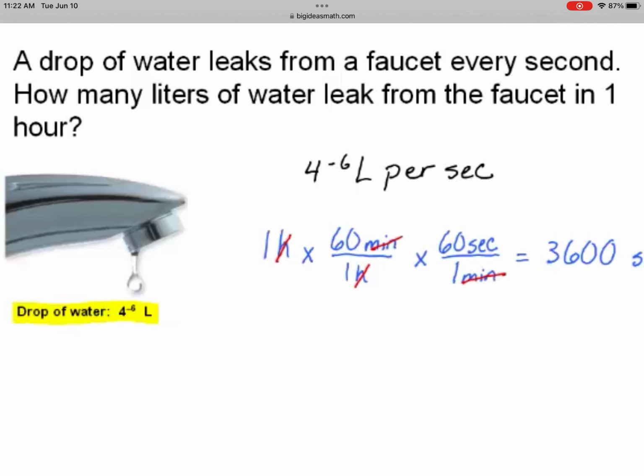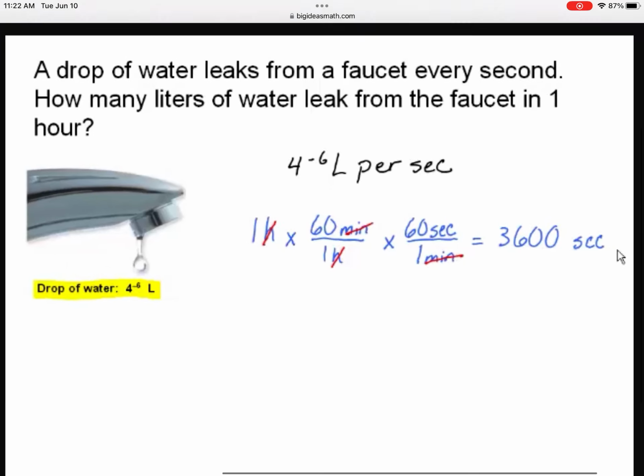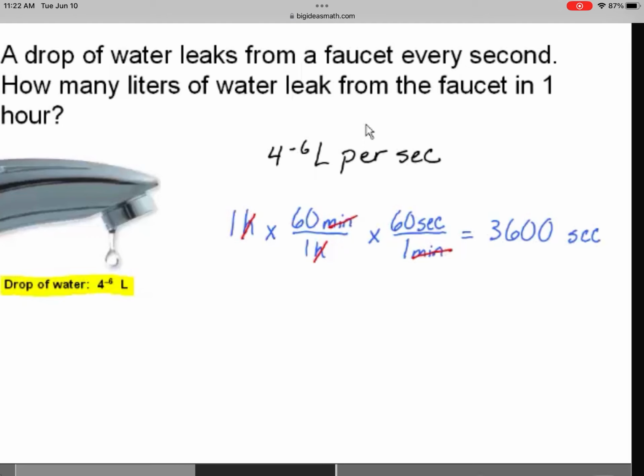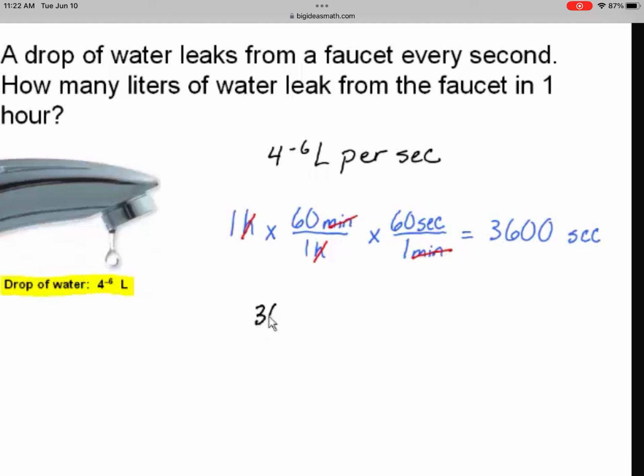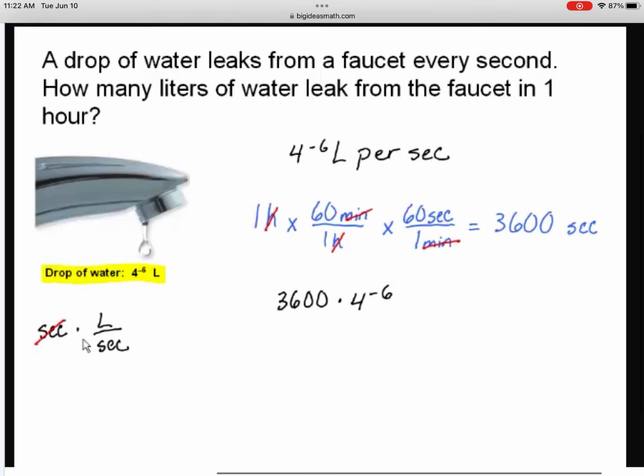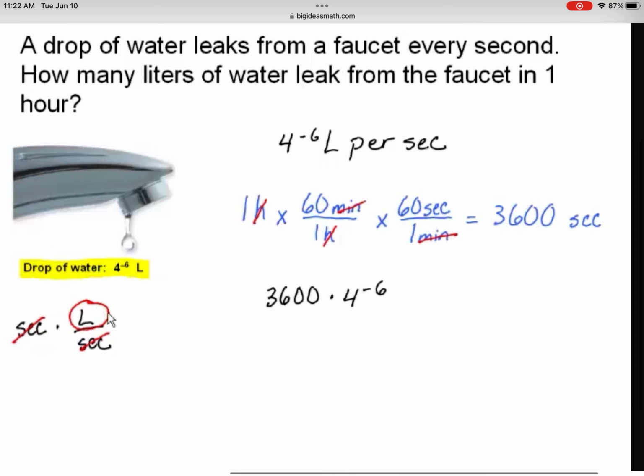To determine how many liters, we can multiply the time, 3,600 seconds, by the rate. So we have 3,600 times 4 to the negative 6th. Notice that we have the units seconds times liters per second. The units seconds divide out, leaving liters. So our answer will be in liters.